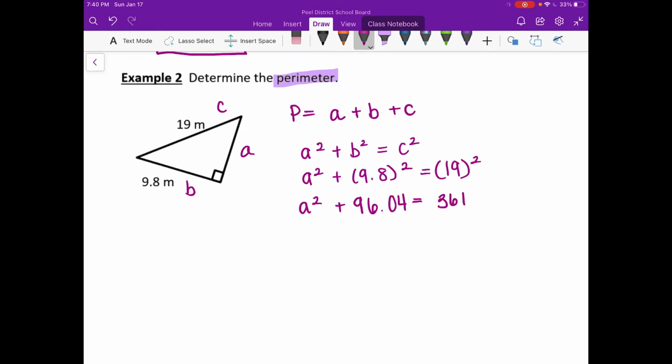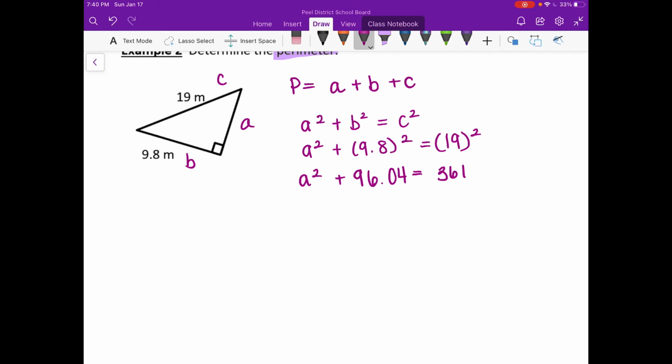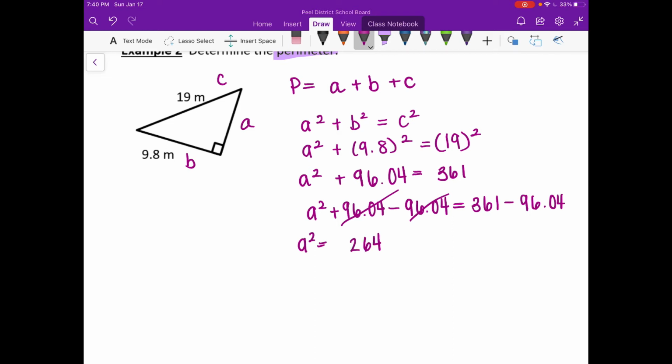Now I want to get the A squared by itself, so I'm going to do minus 96.04 to get rid of the plus 96.04. I'm just moving it to the other side, and whatever I do to one side, I have to do to the other. These two cancel each other out, so I'm left with A squared equals 264.96.